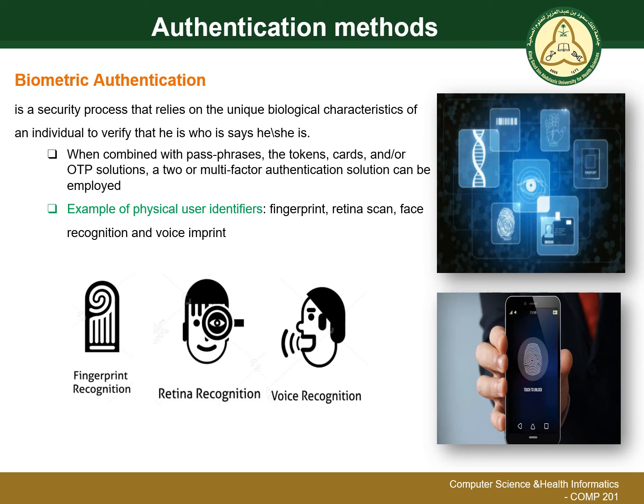Other authentication methods: we have biometric authentication. This is a security process that relies on the unique biological characteristics of the individual to verify that he or she is who they say they are. When combined with a passphrase, tokens, cards, and one-time password solutions, a two or multi-factor authentication solution can be employed. Examples of physical user identifiers: we have the fingerprint, and we have the retina scan, where a device can scan your retina, and face recognition.